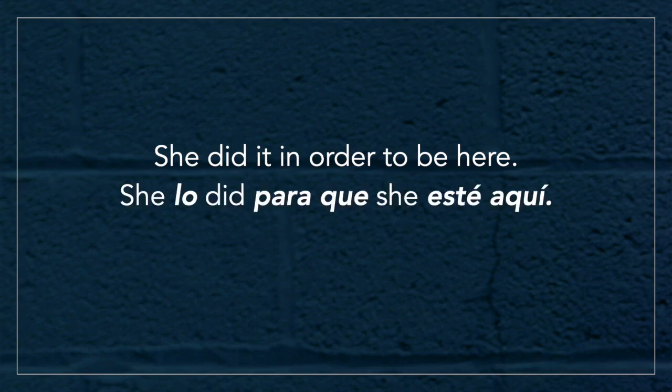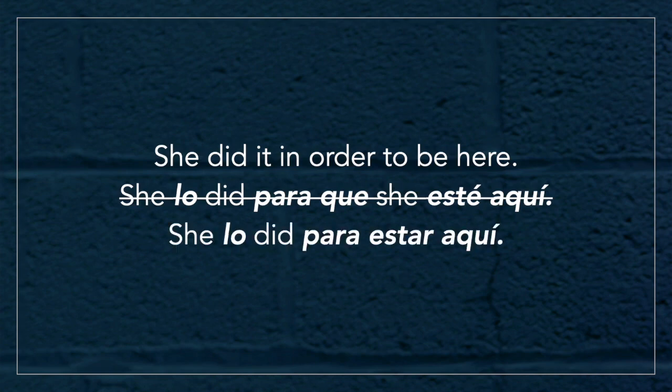So you might think that this needs to be translated like this. She lo did para que she esté aquí. But actually, this is unnecessary. Instead, we just do this. She lo did para estar aquí. This seems to contradict what I said before about how you're not typically supposed to use infinitives with intentions. But you are allowed to use an infinitive for intention specifically when the person doing the intention is intending the thing for themselves. That sounds really abstract and confusing, so let's just contrast some examples with each other.